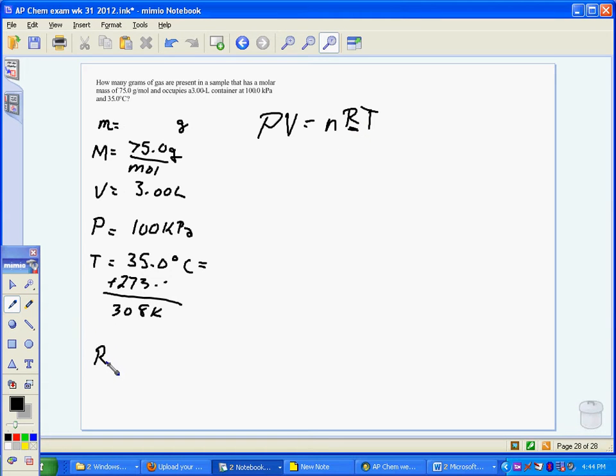Okay, then we got to deal with our R. So I'm going to either have to change this to fit a number for R, or I pick an R that has the unit kilopascals. So that's what I'm going to do because it's easier. And that value would be 8.314 liters times kilopascals over mole Kelvin.